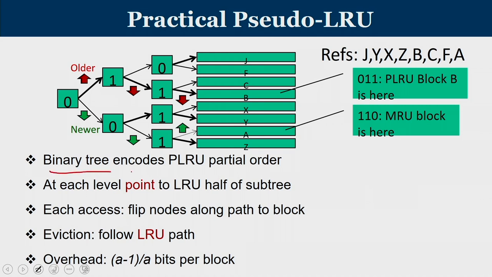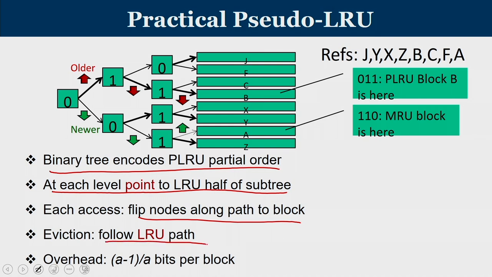So, what we have done here is a binary tree encodes a pseudo LRU partial order. At each level, the tree is pointing to the LRU half of the subtree. On each access, we have to flip the nodes along the path to the block, and upon eviction, you have to follow the LRU path, meaning just travel through the arrows. These are all the bold arrows. So, you will be able to reach the block that will become the victim. And as far as overhead is concerned, here we require 7 bits for handling 8 blocks. So, the overhead, for an A-way associative cache, is A minus 1, that is 7 divided by 8 per block.